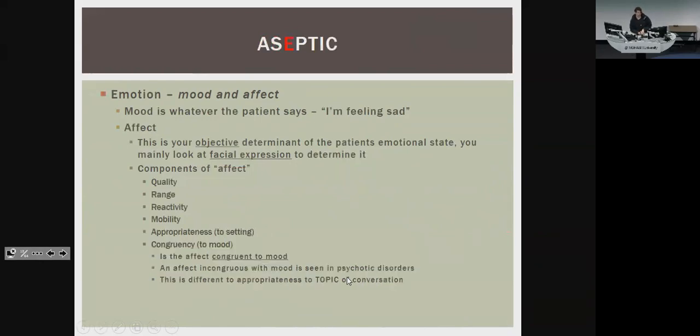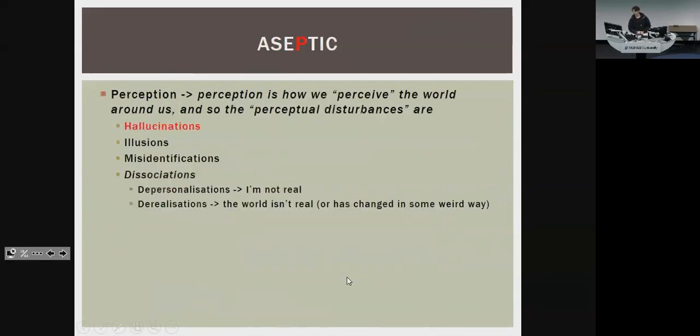That's different to congruency. Congruency refers to, does the patient's affect match their mood? So say, for example, they're laughing and carrying on, but then they say, I'm really sad. Well, that doesn't make any sense. The euphoric affect is incongruent to their dysphoric mood, okay? It's different to appropriateness. Cool, perception. I couldn't really find a definition of perception. So perception is basically the way that we've, yes, question, excellent.